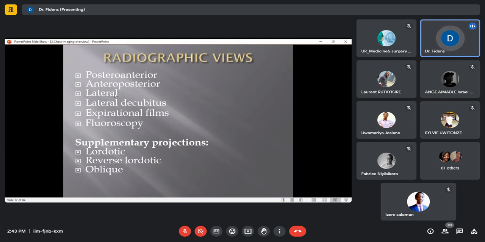The oblique view is the view between the frontal and the lateral view.